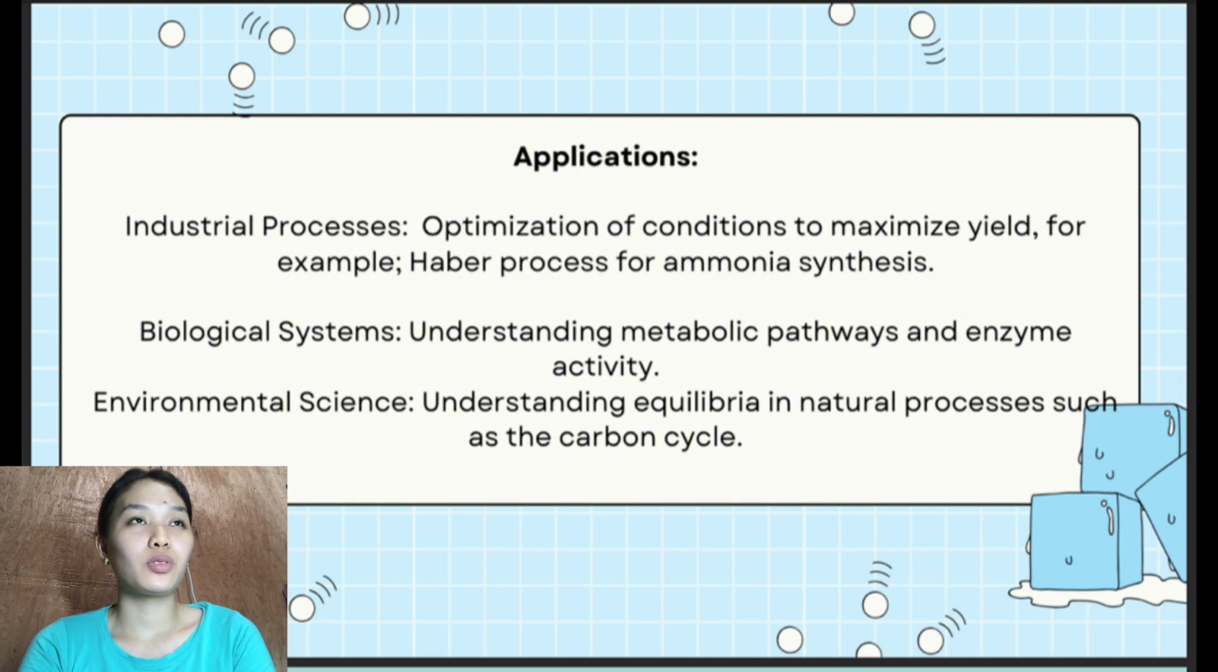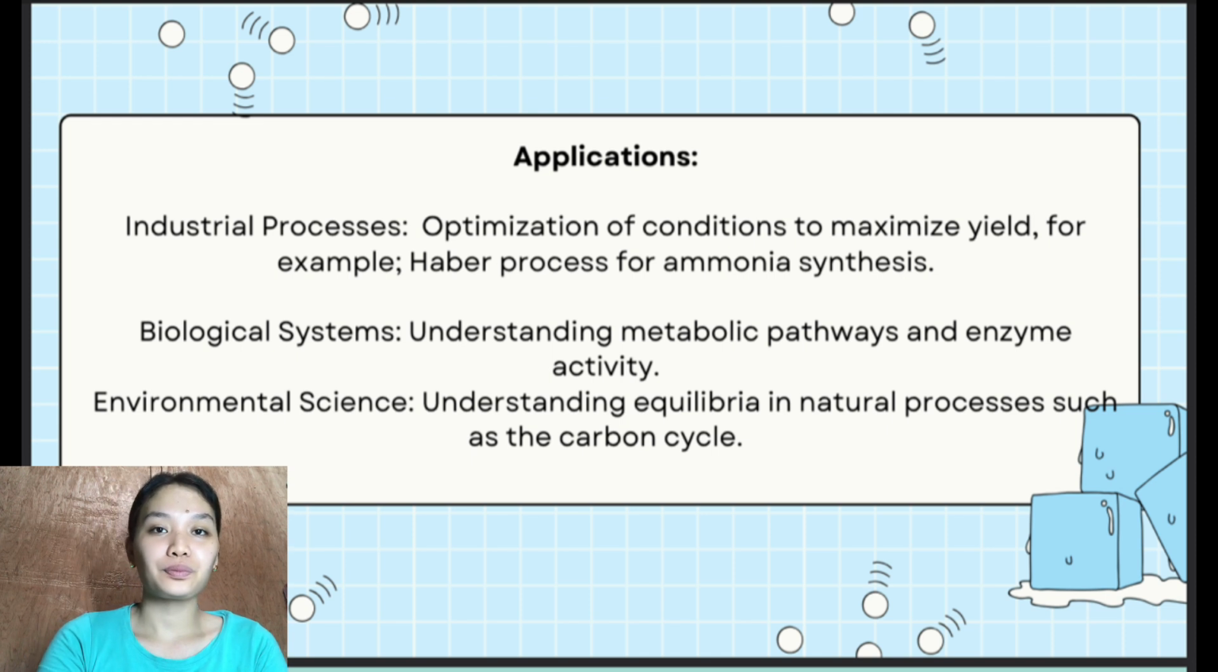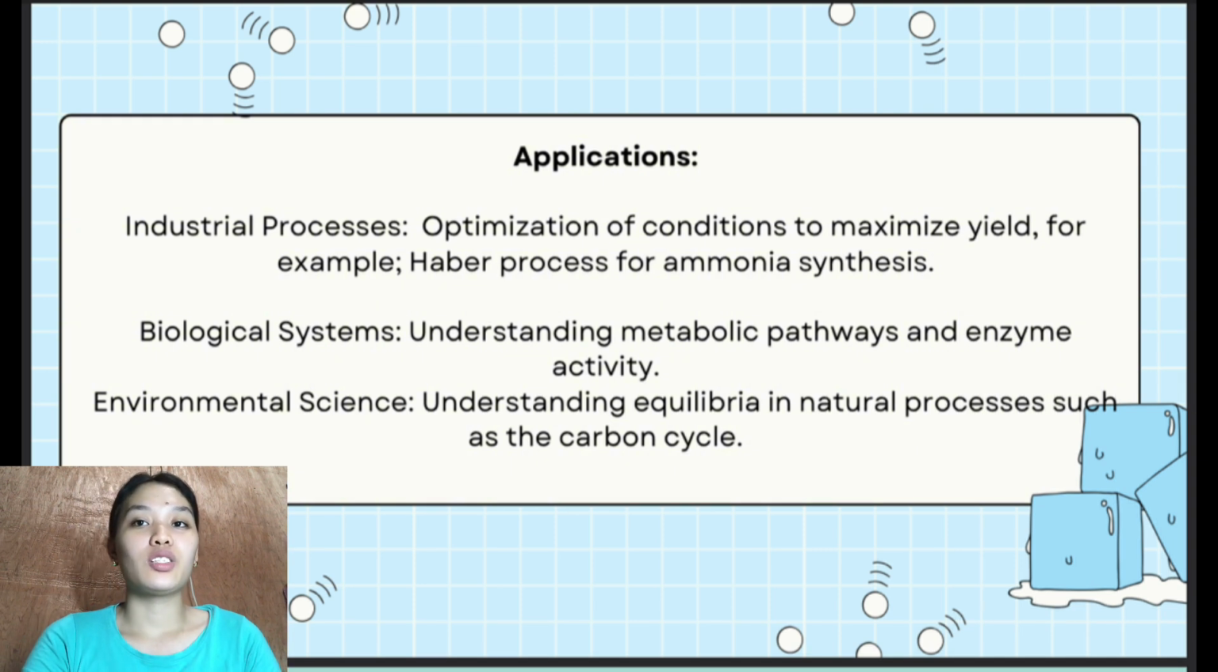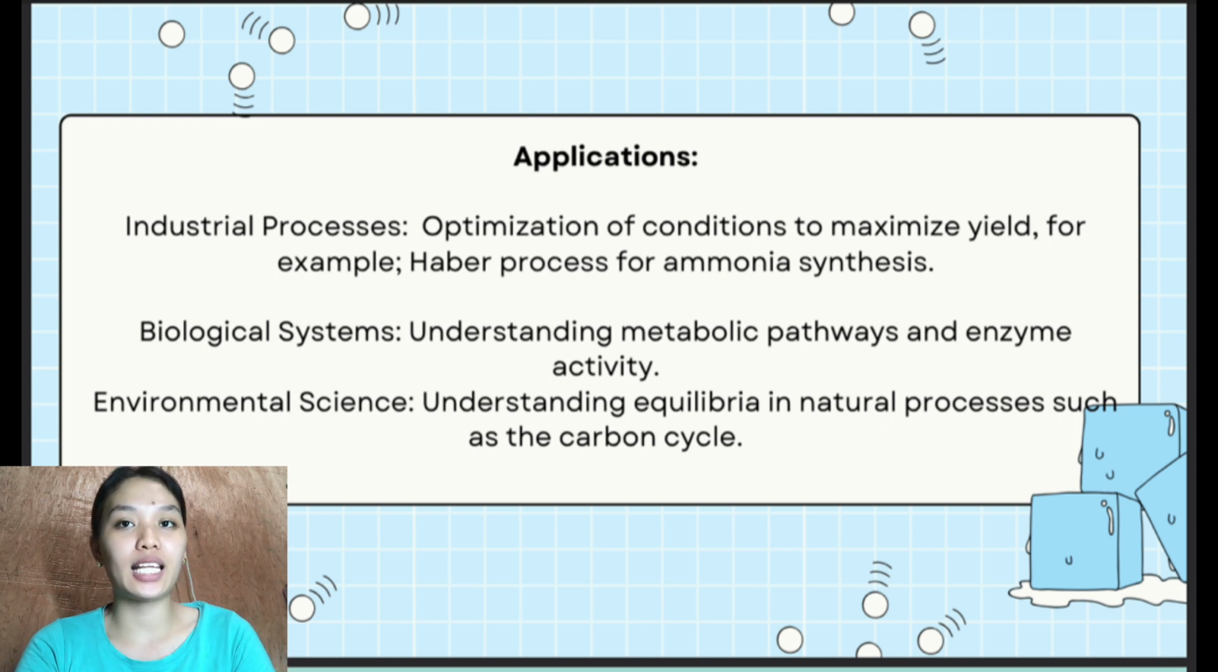So when it comes to environmental science, like understanding the equilibria in natural processes, this applies to the carbon cycle, which involves the movement of carbon among the atmosphere, hydrosphere, lithosphere, and biosphere. So equilibrium concepts help explain how carbon is exchanged and maintained in different reservoirs.